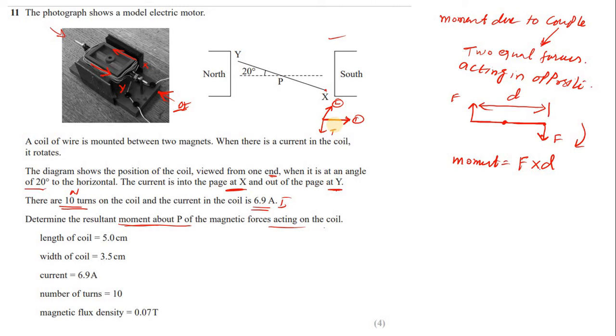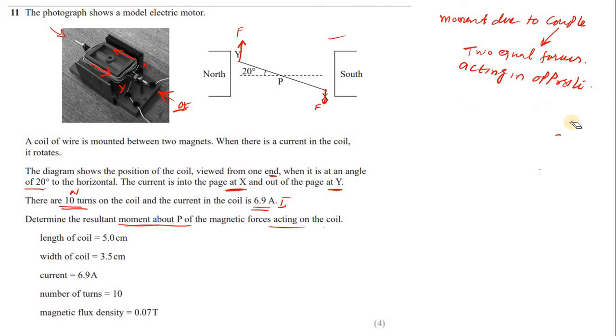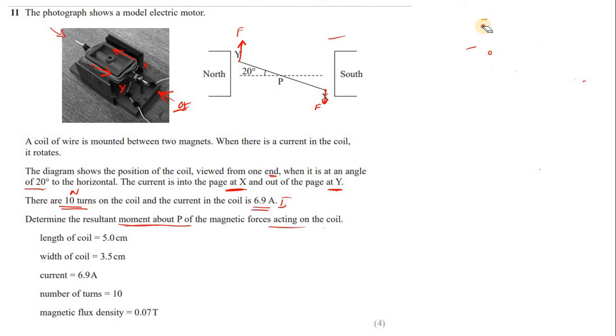Thumb. So the force will be acting downward, F. Clearly at Y the current is coming out, so the force will be acting upward. Now you can see that you have a couple of forces and the magnitude will be the same. So we need to find the first force, and then we need to find the distance between the forces. So let me just erase. So we are going to find the forces, and we have a wire.